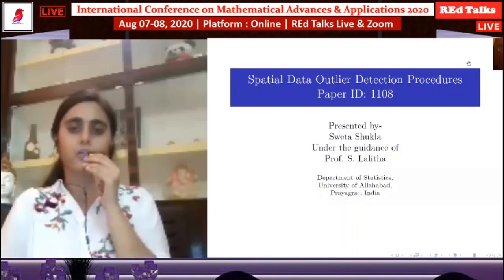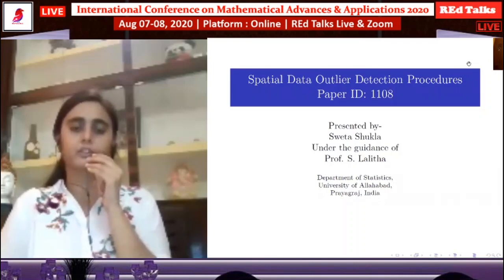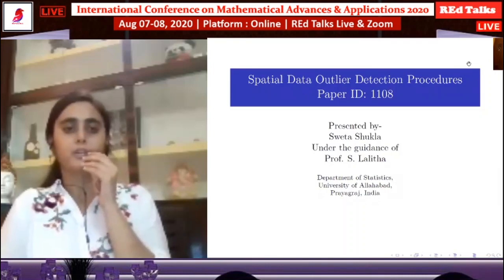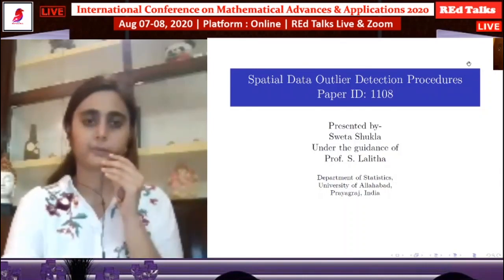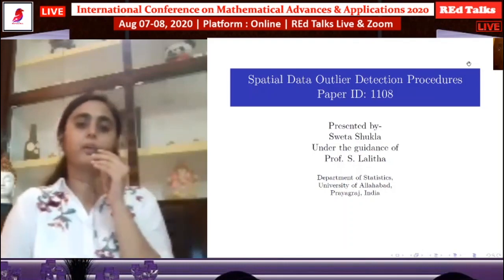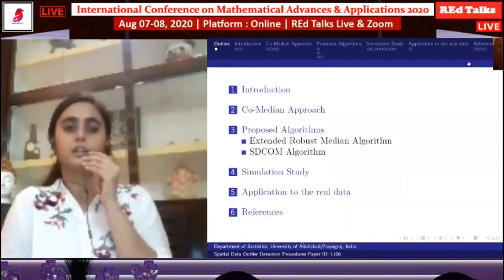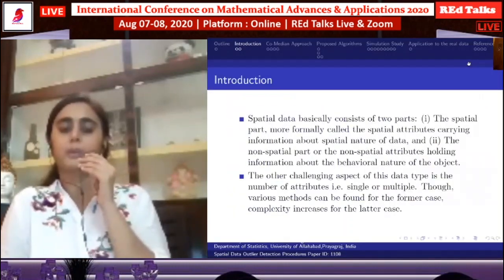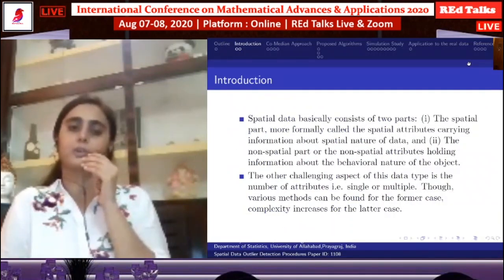I am a research scholar in the Department of Statistics, University of Allahabad. Today I am here to present on the topic Spatial Data Outlier Detection Procedures. So first of all, what is spatial data? Anything which pertains to space or location is termed as spatial.